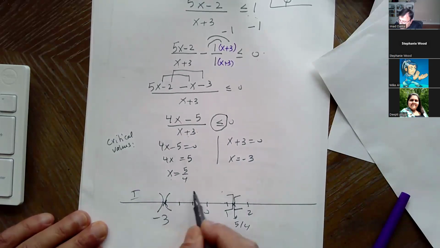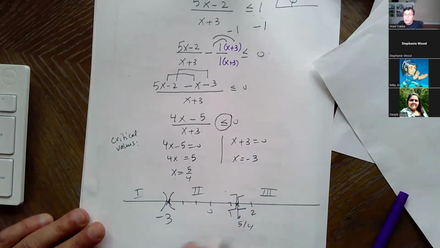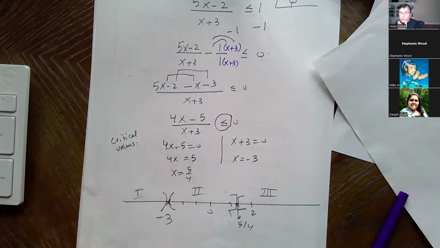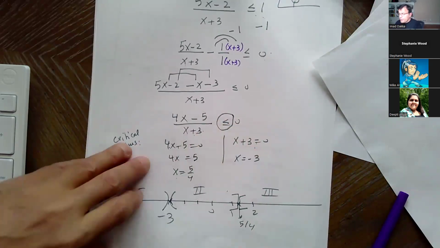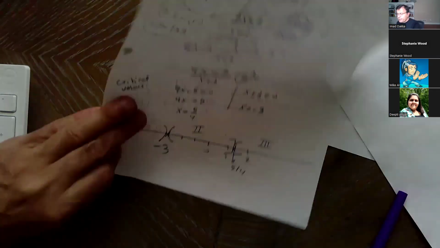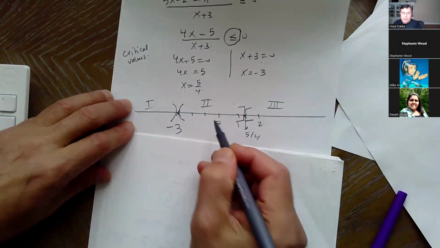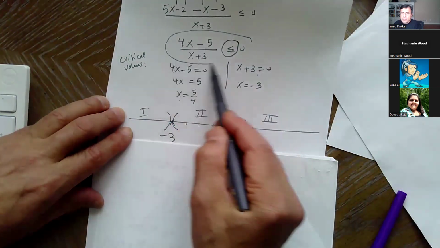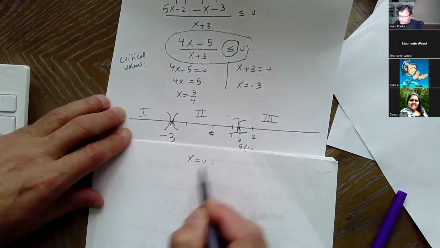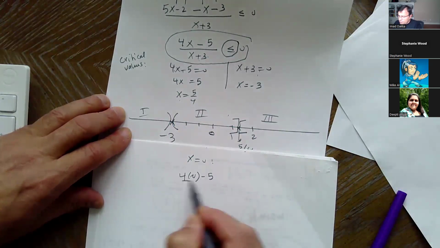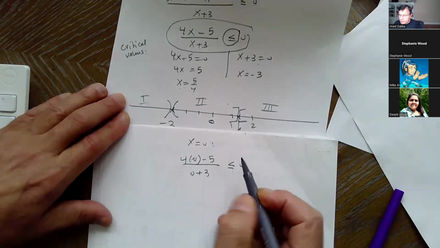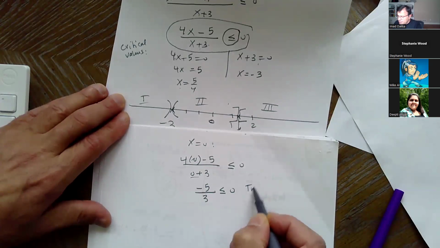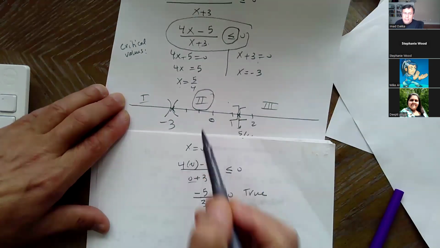So we have 1, 2, 3 test intervals. We know they will alternate as long as none of these factors show up twice. So none of them show up twice. There is no square anywhere. So we know they'll alternate. So all we have to do is check one of them. And then using the alternating method, we know which one is true, which one is false. So if you pick 0, which is in the second interval, plug it in the original inequality. So if you put x equals 0 in there, 4 times 0 minus 5 over 0 plus 3. Is that less or equal to 0? 0 minus 5 is negative 5. 0 plus 3 is 3. This is definitely true. It's a solution, meaning all the interval that contains 0 is a solution.